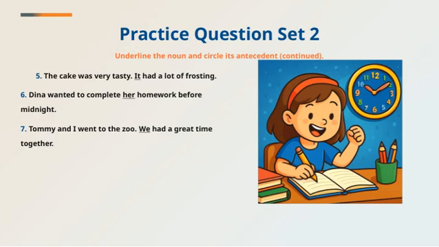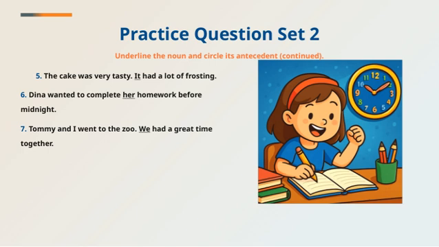Now, let's take a moment to look at some examples involving nouns and their antecedents. On this slide, you can see sentences like, "Tommy and I went to the zoo. We had a great time together." Here, the pronoun "we" clearly refers back to Tommy and I. It's important to identify these connections because they help us understand who or what the pronouns are pointing to.